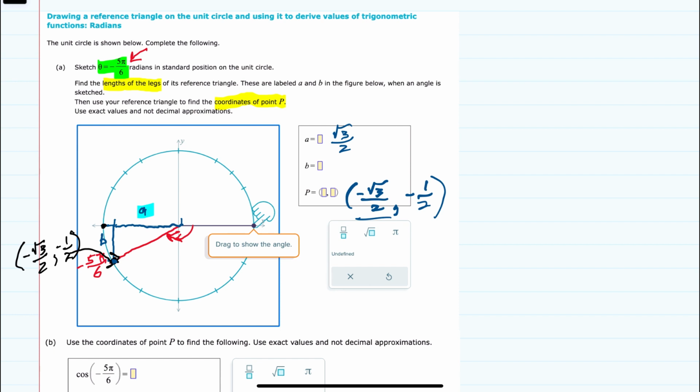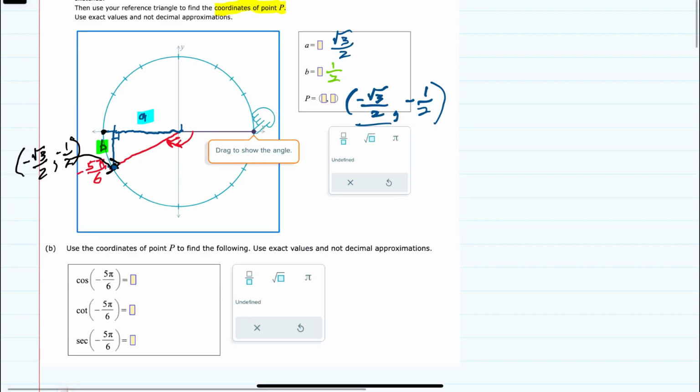It's the length along the x-axis here on our triangle. B is the length along the y-axis. So again, we'll just drop the negative on our y value since it's just a distance. So the length of B is 1/2. And from here we can move to part B where we're asked for cosine, cotangent, and secant.